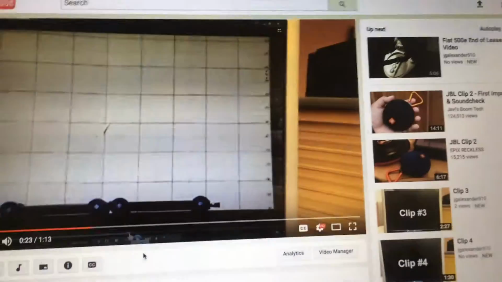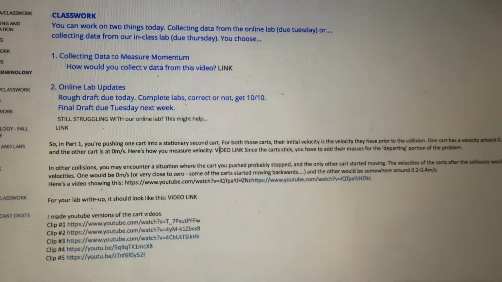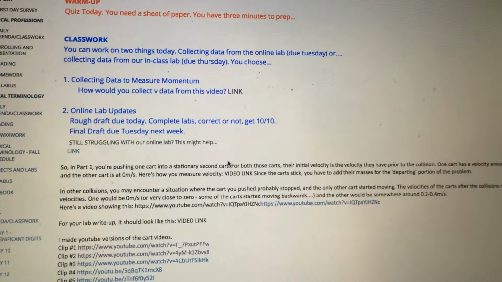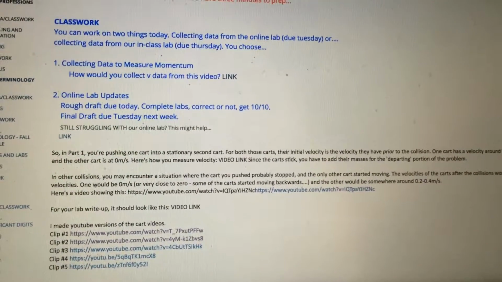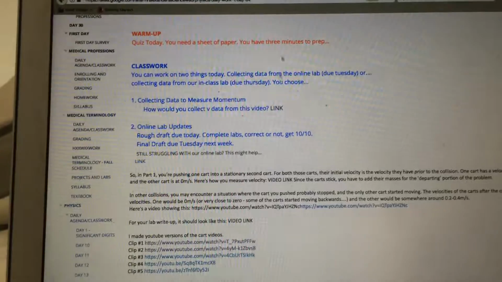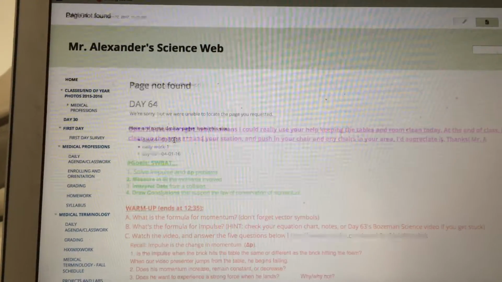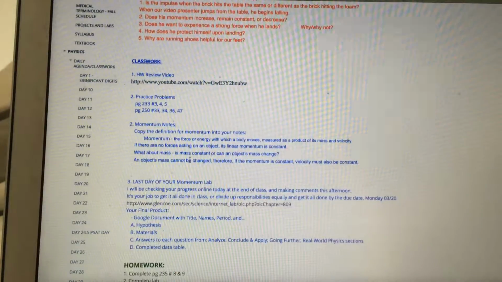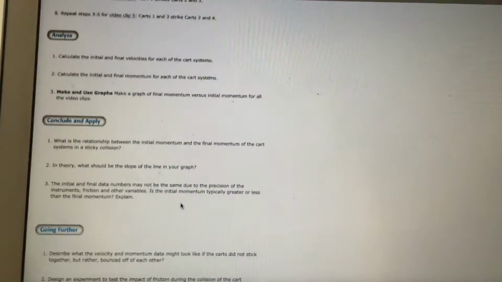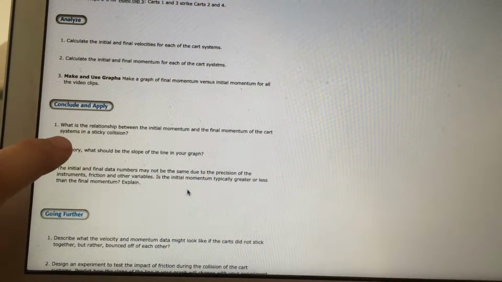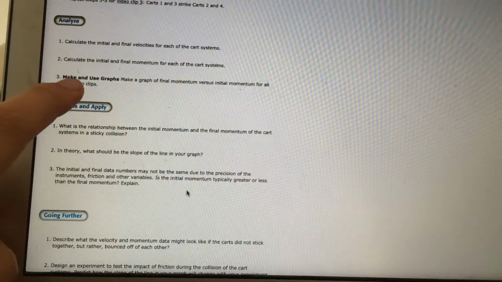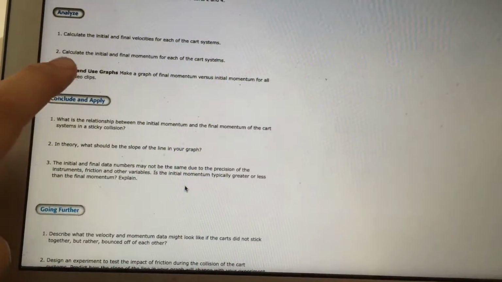So there were some questions for the lab. Boy, I think the actual link to the lab is back on day 62 or 63 or 64 or something like that. So you'd have to go back and look for that. But there were some questions. Let's see if they're on day 64. Looking. Here it is. Day 64 has it. So, here we go. So you have to calculate initial and final, and you have to compare, make a graph of the final momentum versus the initial momentum.